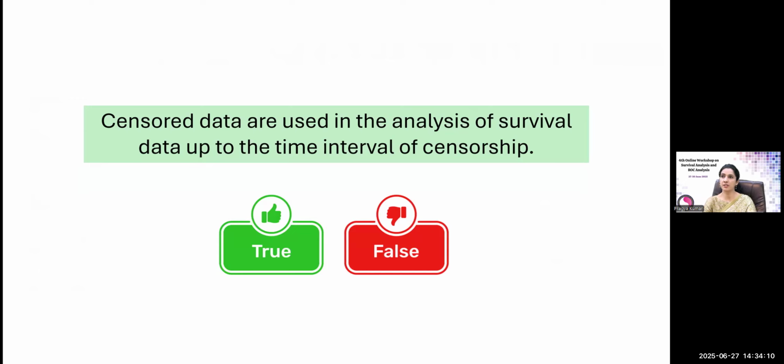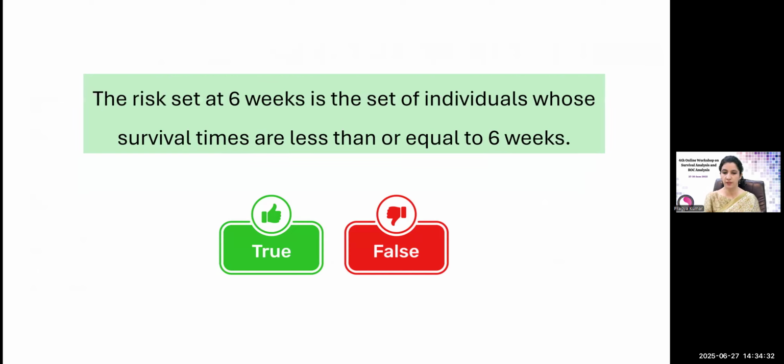Yes. So Dr. Richie is right. Dr. Ajay, Dr. Priyanka is writing false. Priyanka, this is true. Why? Because with censored data, up till the time of censorship is the only time which you have. That's why we say if it is right censoring, observed survival time will be less than the actual survival time. So you only use that data up till the interval of censorship.